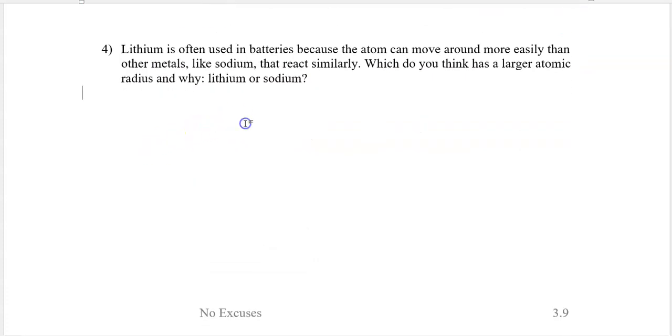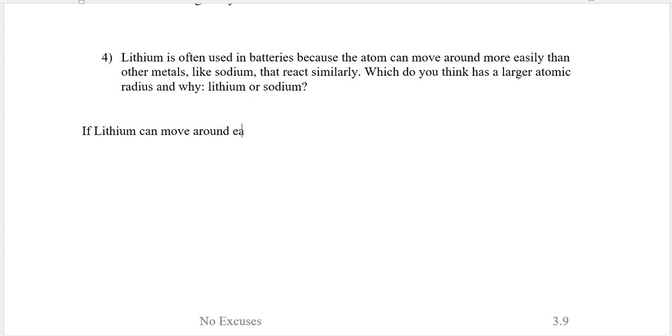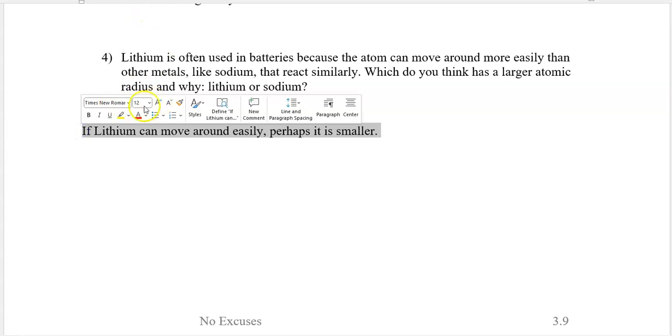Lithium is often used in batteries because the atom can move around more easily than other metals like sodium that react similarly. Which do you think has a larger atomic radius and why, lithium or sodium? Well, if lithium can move around easily, perhaps it is smaller. I mean, I don't know. Based off the information they gave us, I feel like that's all you can really say.